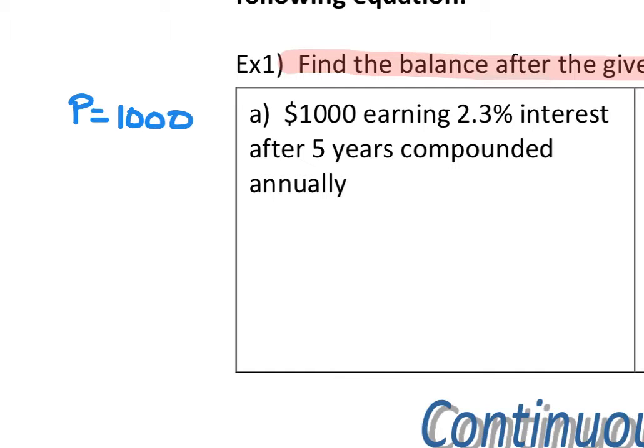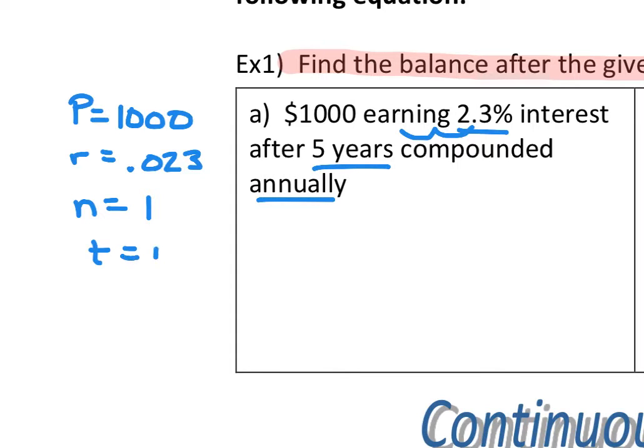And you also want to know your interest rate, R, but they're telling you R as a percent, and you want to make it a decimal. So we're going to move the decimal point over twice, so it's going to be 0.023. That's the same as 2.3%. That's your rate. And then it's N times per year, so N is, and if it's annually, that means once a year. And last but not least, the number of years here is 5 years.